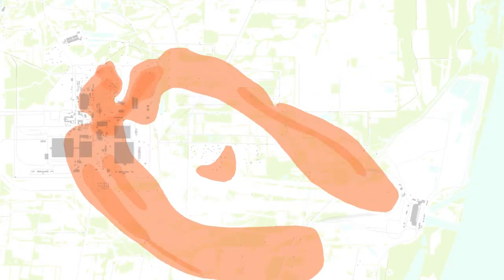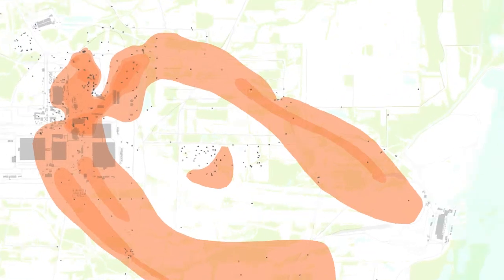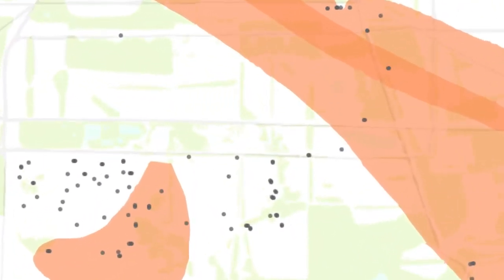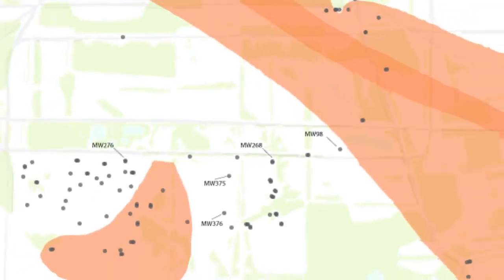Progress on the cleanup of the plume contamination is measured by monitoring wells. These can be seen on the model represented by small columns which can be seen as dots. Many of the monitoring wells are labeled as MW and numbered for reference.